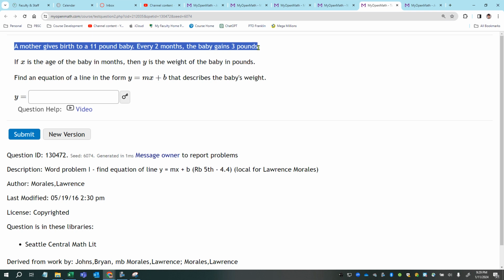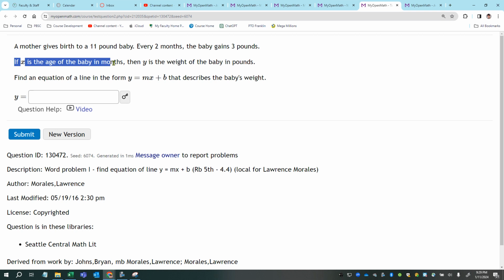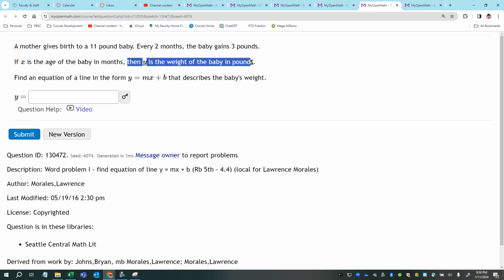The baby gains 3 pounds. If X is the age of the baby in months, X is the age of the baby in months. All right, so if that's the case, then Y is the weight of the baby in pounds. Y is the weight of the baby in pounds.